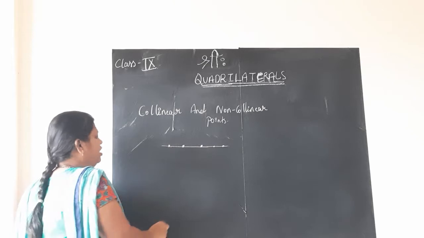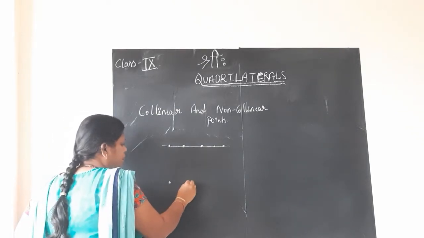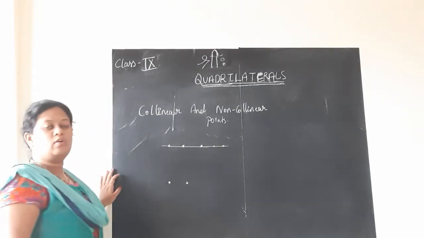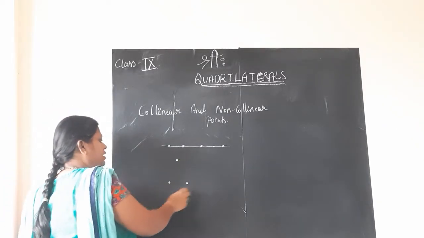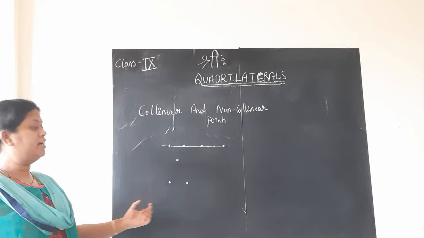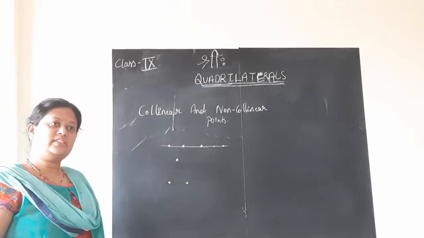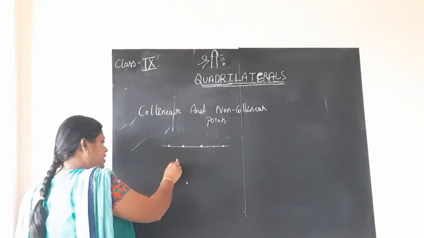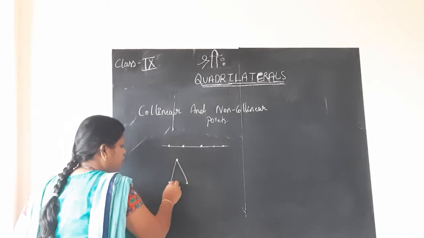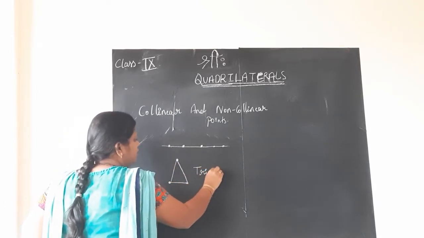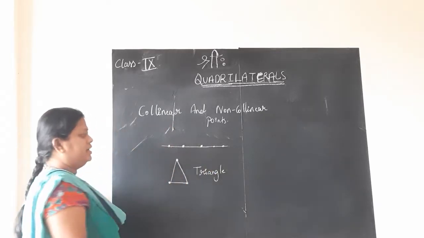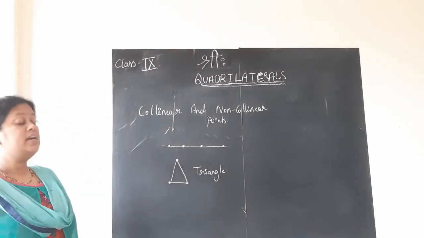If you have 2 points which are collinear and a third point anywhere which is not collinear to the previous 2 points, then when you join such points, what you obtain is a triangle.